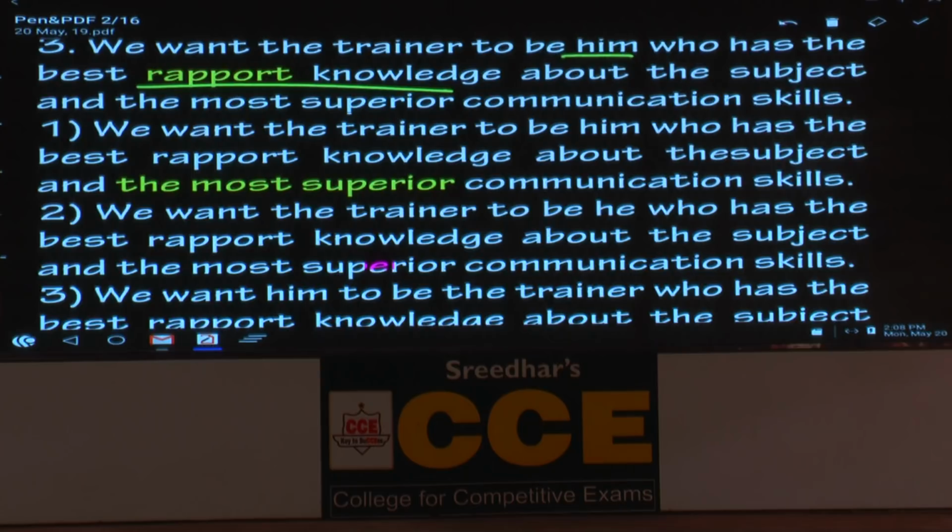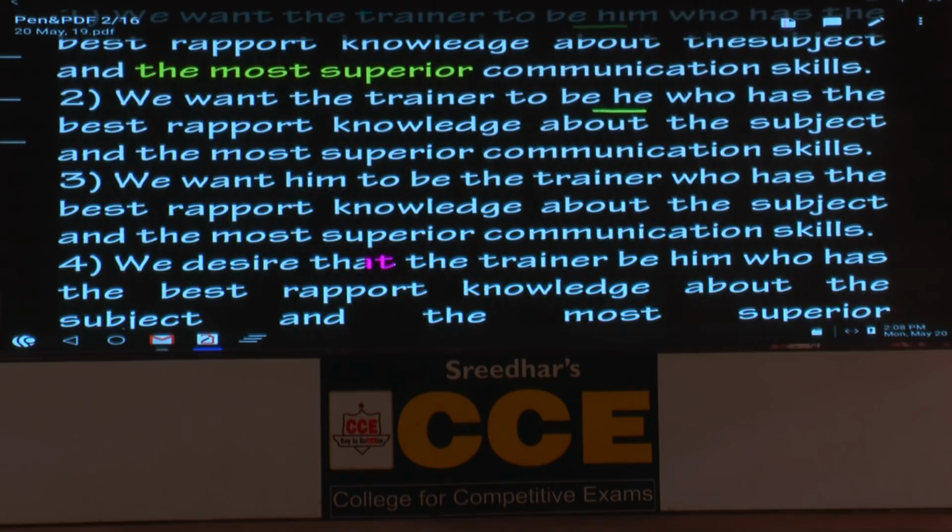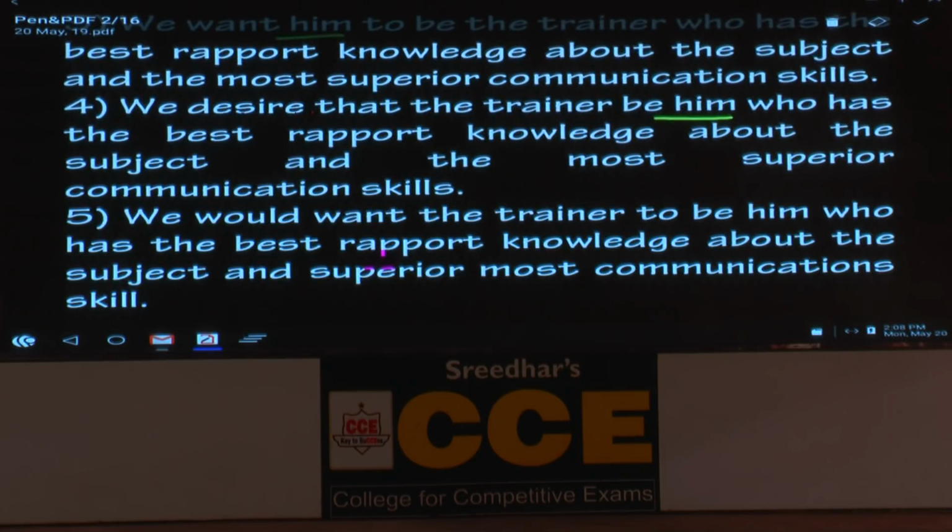Please underline the pronoun him. Which form is it? Is it the subject form or object form? Object form, please make a note. And in the second option, underline he. Which form is it? Subject form. And third option, again you underline him. Fourth option, him. What is the fifth option? Again you underline him. Now, whether you know or not, in four options you have the same pronoun in the object form. Only one option has a subject form. Presence of mind, common sense, what is the answer? The one with the subject form.